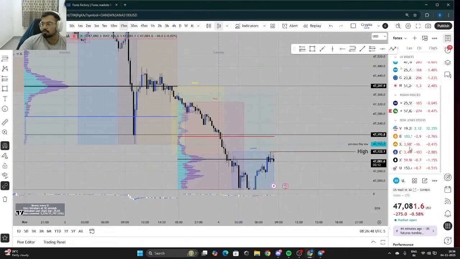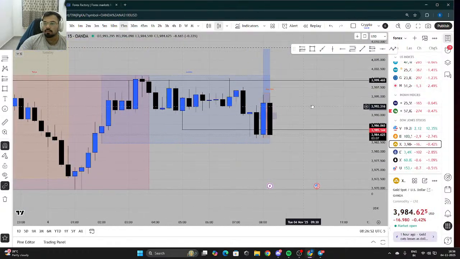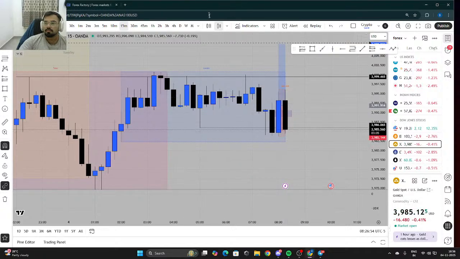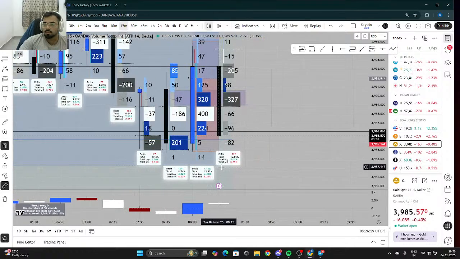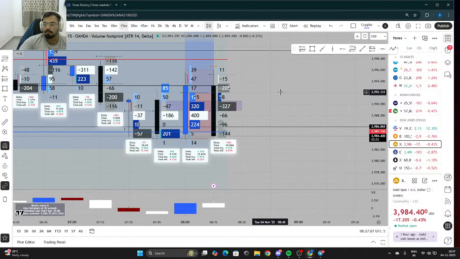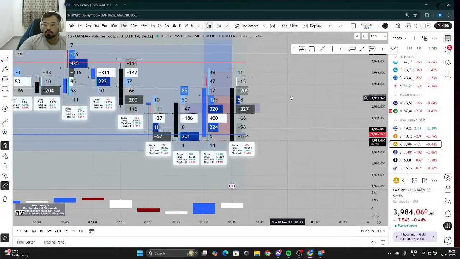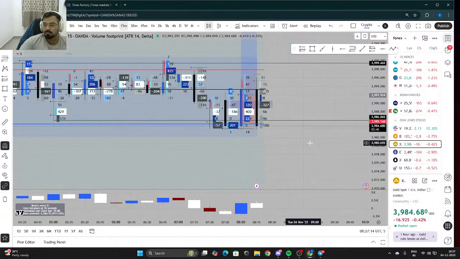I guess we're taking an L. Yep, let's take an L on the gold. This absorption is crazy, man. Damn, this absorption is crazy. Whatever. Let's move on to the next setup.